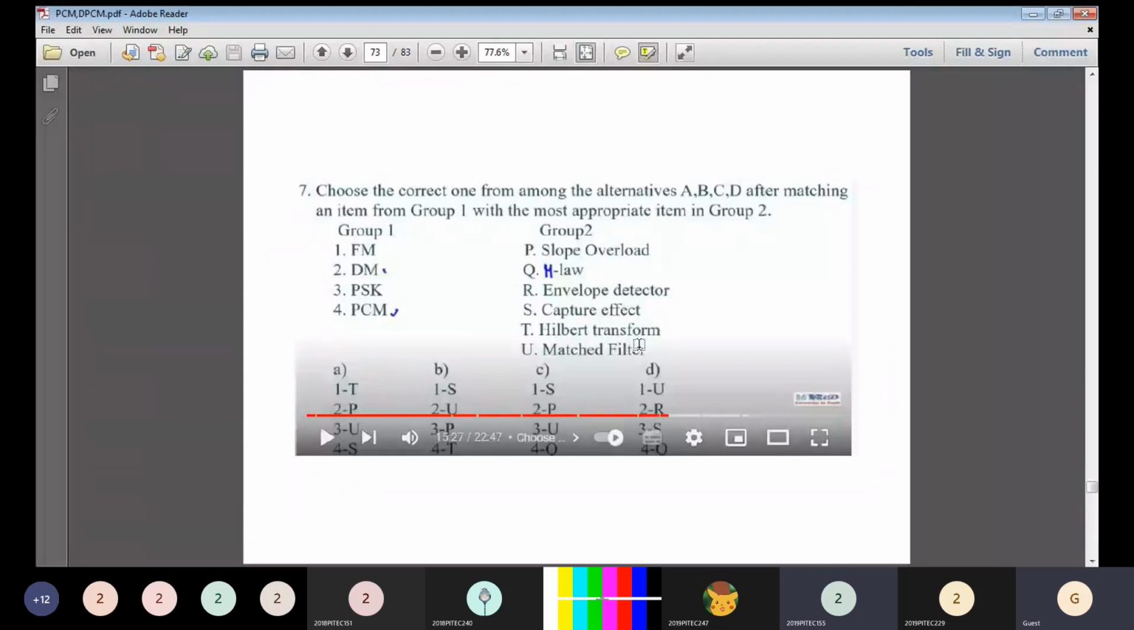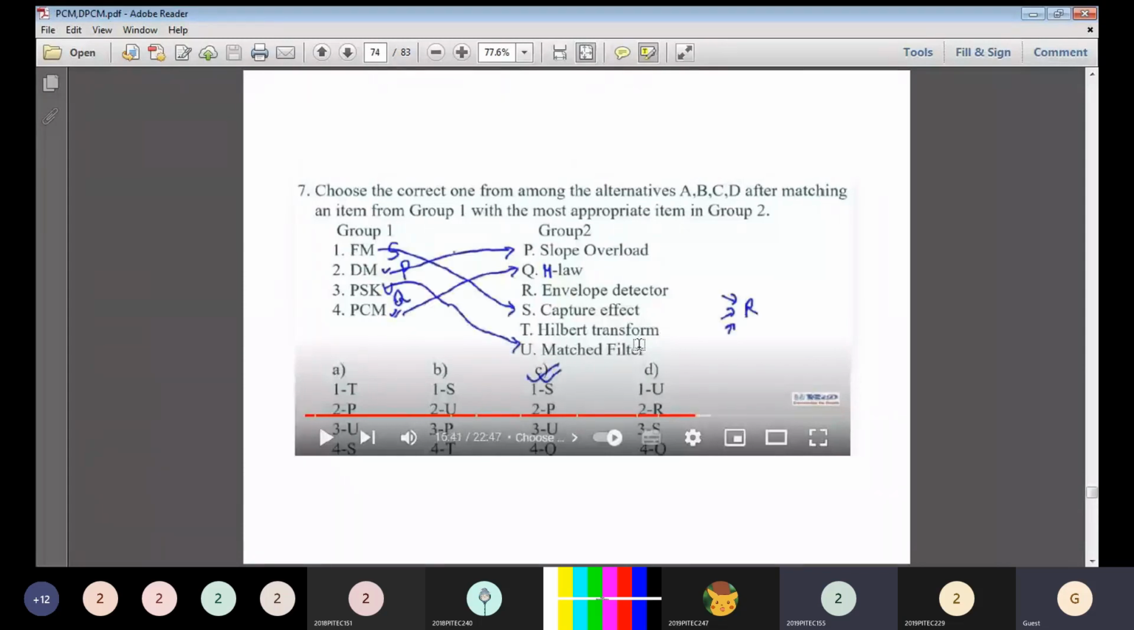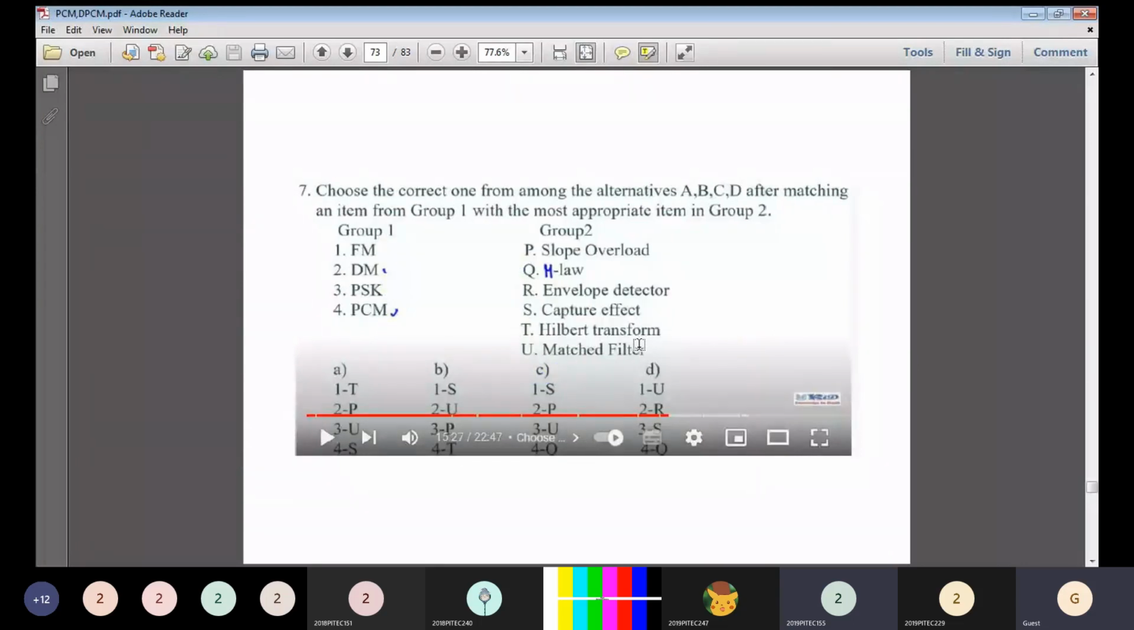So what are the things it will be related with that? We'll look at the explanation. The first one, FM is related with matched filter. Sorry, FM is related with the capture effect. Okay, DMS, what is the drawback of? Look at the slide.